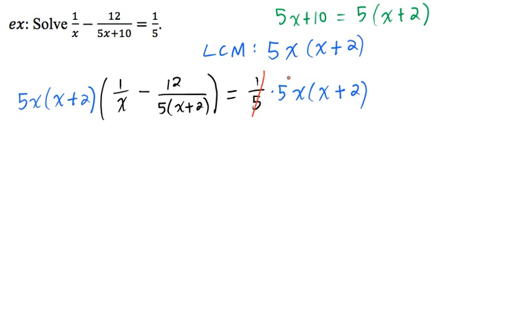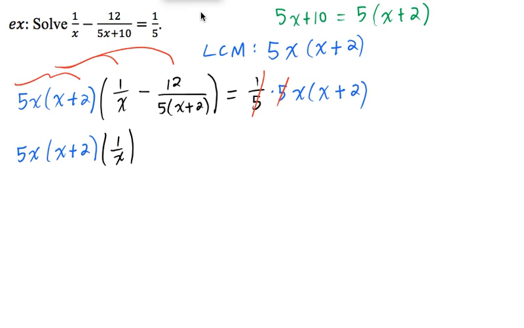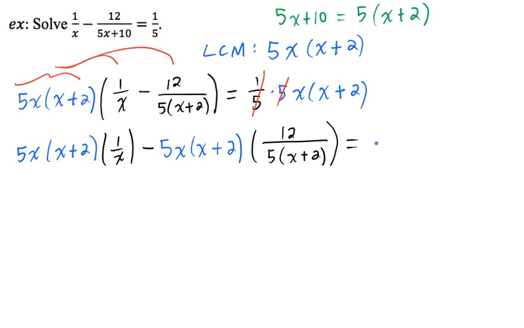So on the right, the 1/5 and the 5 cancel. On the left, we've got to distribute first. I'll go ahead and write it all out, although you do not have to. So for the first distribution, we've got 5x times x plus 2 times this 1 over x there, minus the 5x times x plus 2 times this whole fraction, 12 over 5 times x plus 2. And then on the right we have x times x plus 2.